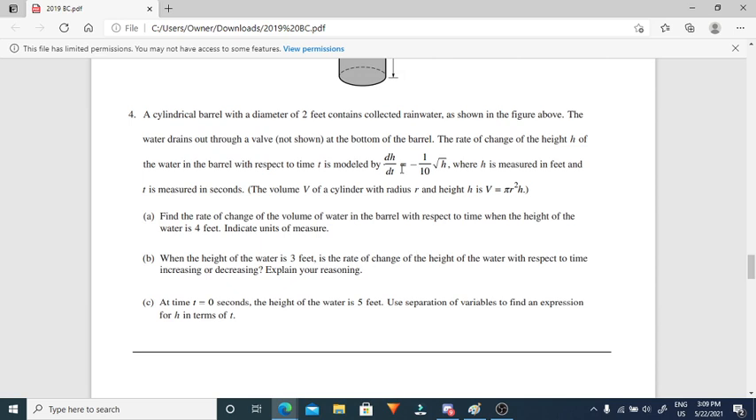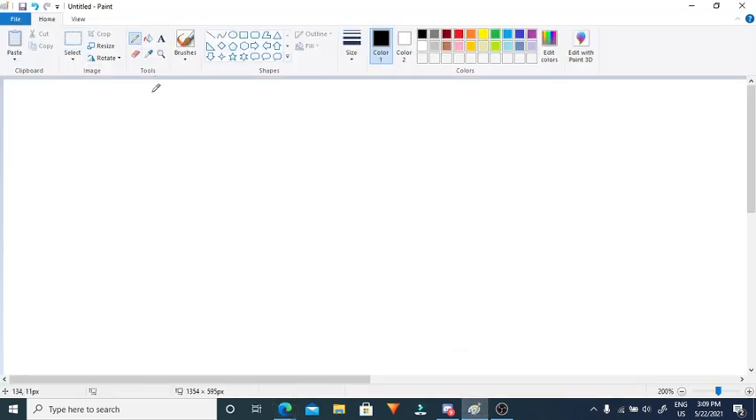So this is the rate of change of the height of the water, and we want to know if it's increasing or decreasing. Actually, I will show work. So we have dh over dt equals negative 1/10 root h. To find whether this is increasing or decreasing, we can just take the derivative of this, which is d squared h over dt squared.